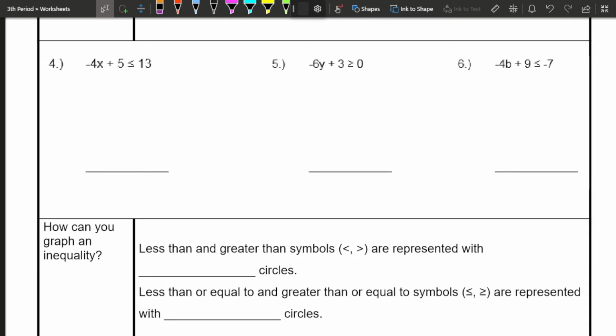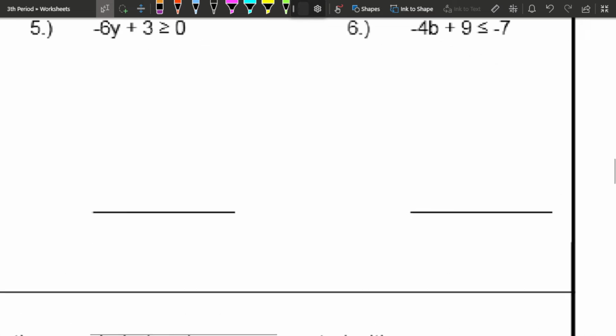Who says 5? Raise your hand. I have 3 5s, 4 5s. Who says 6? 1, 2, 3, 4. Okay, let's do 6.